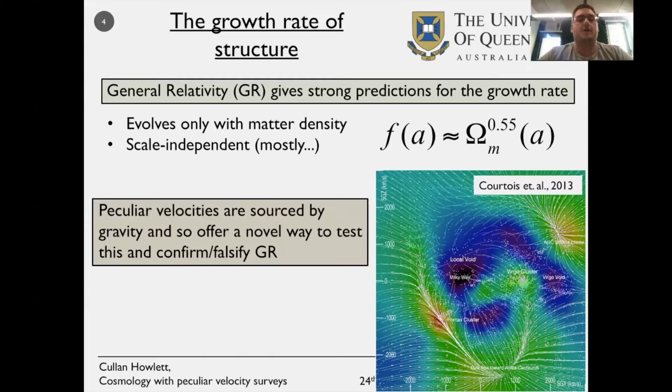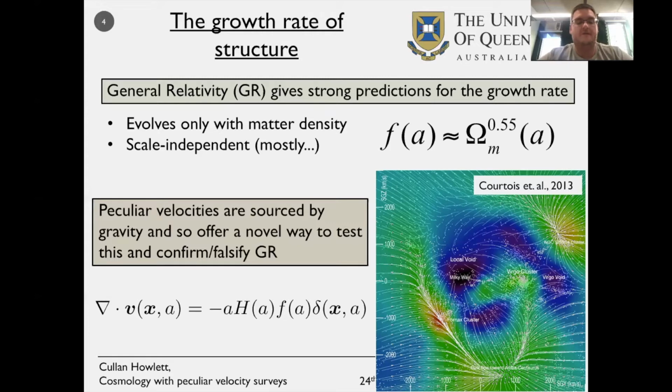And so peculiar velocities, so these are the peculiar motions of galaxies in departure from the Hubble flow caused by local overdensities. These are sourced by gravity, and so they offer a novel way to test the time and scale evolution of the growth rate of structure and confirm or falsify general relativity. And really, everything in this talk boils down to this equation.